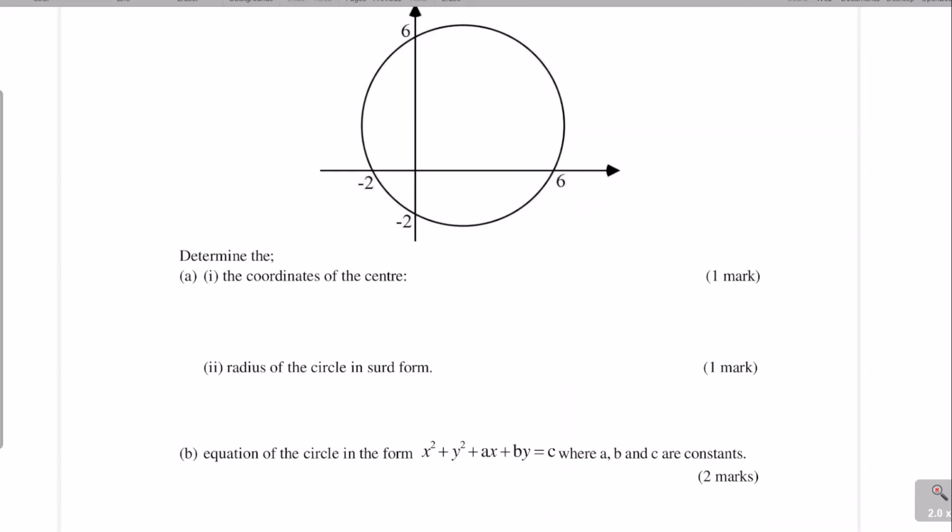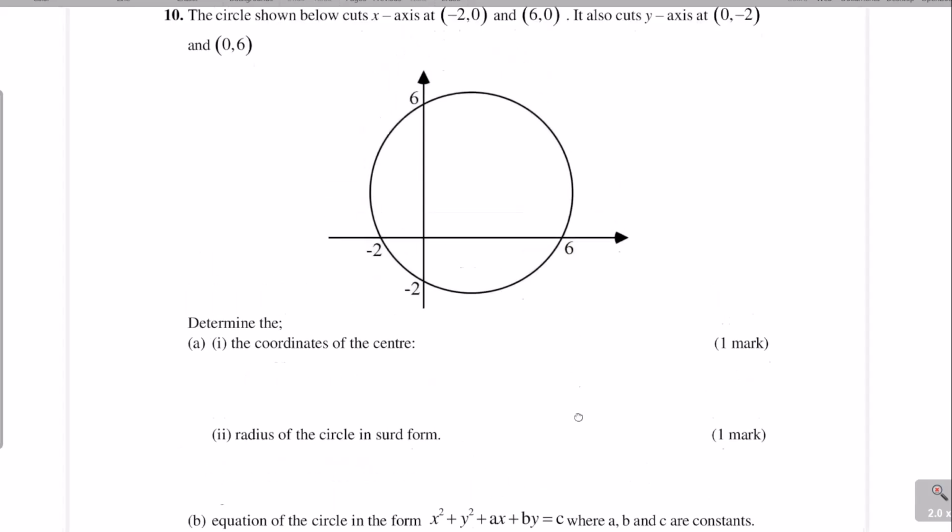Then the radius of the circle, that is part 2, in surd form. And then part B, the equation of the circle in the form x squared plus y squared plus ax plus by equals c, where a, b, and c are constants.